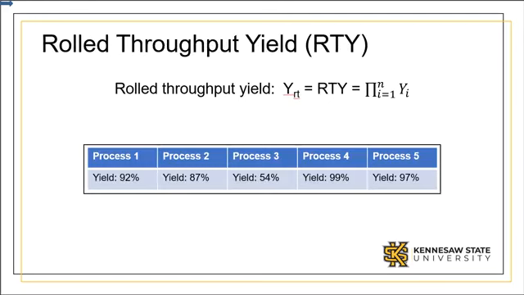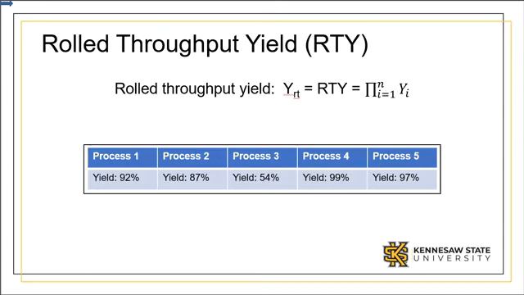Roll throughput yield is defined as the product of yield rates through multiple process steps. The determination of roll throughput yield can help the organization localize the weak link in the process. Roll throughput yield can be of paramount importance when dealing with processes in series.